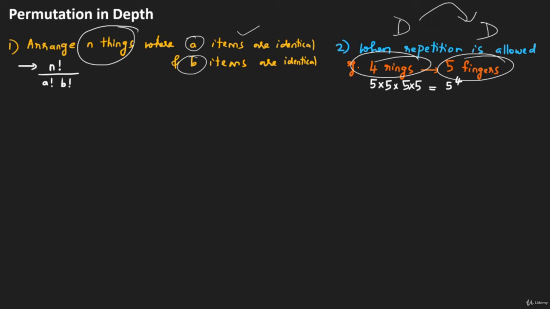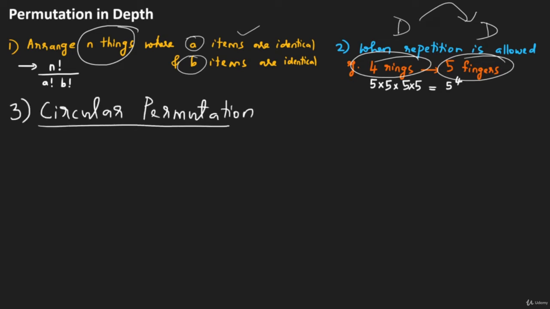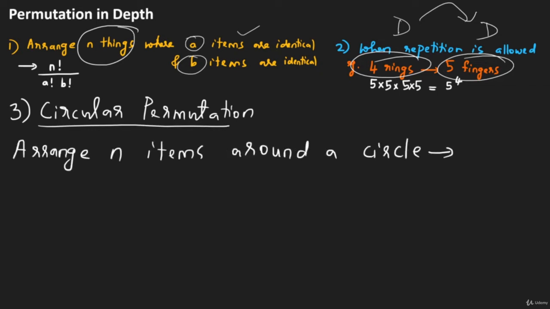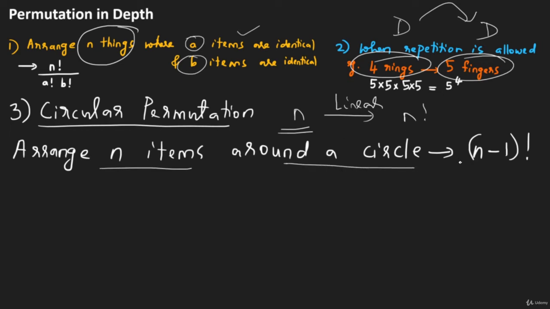All right. Now, the next type of question that we encounter is circular permutation. Now, if you have n items and you need to arrange them around a circle, this can be done in n minus 1 factorial ways. Remember, in the case where you have n items and you want to arrange them in a linear manner, if all the n items are unique, this can be done in n factorial ways. But if the n items which are unique have to be placed around a circle, this can be done in n minus 1 factorial ways.